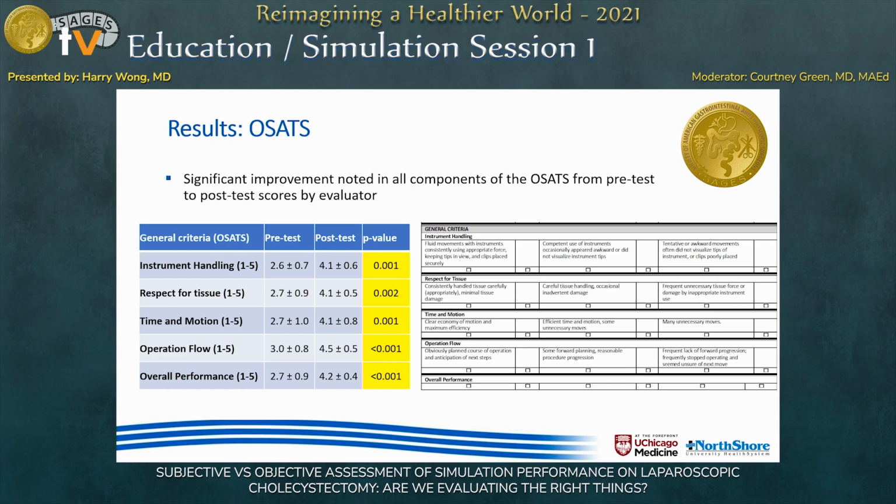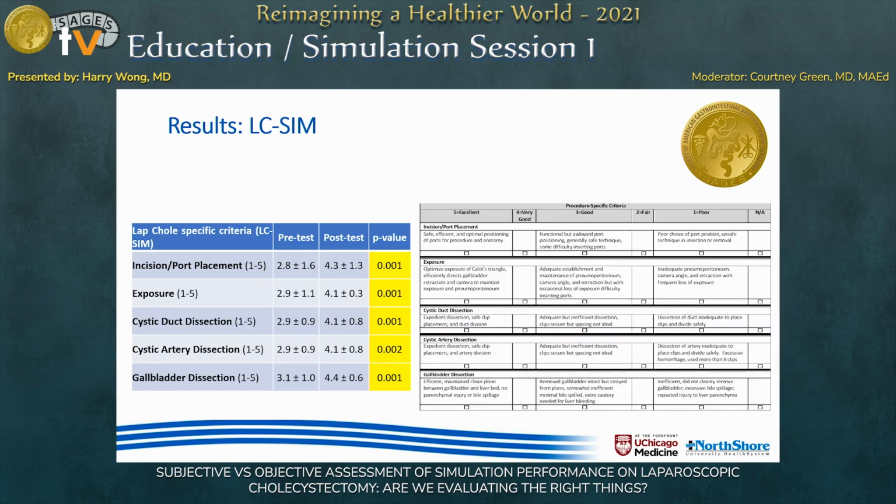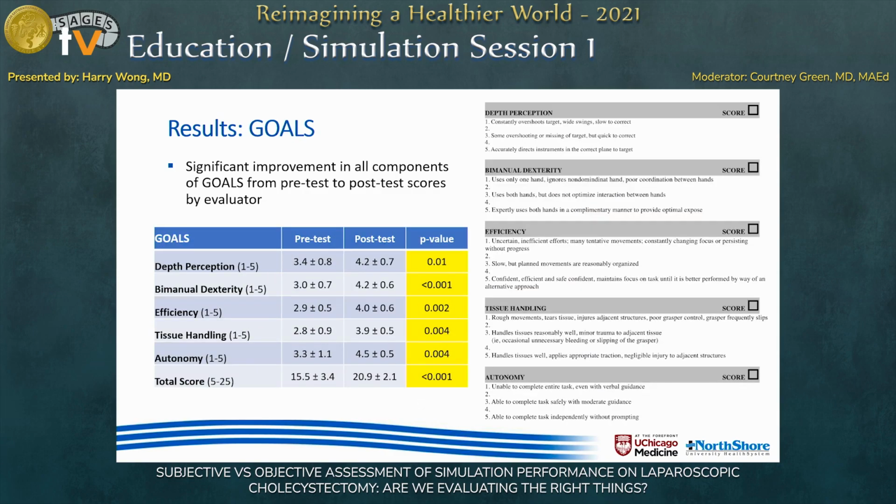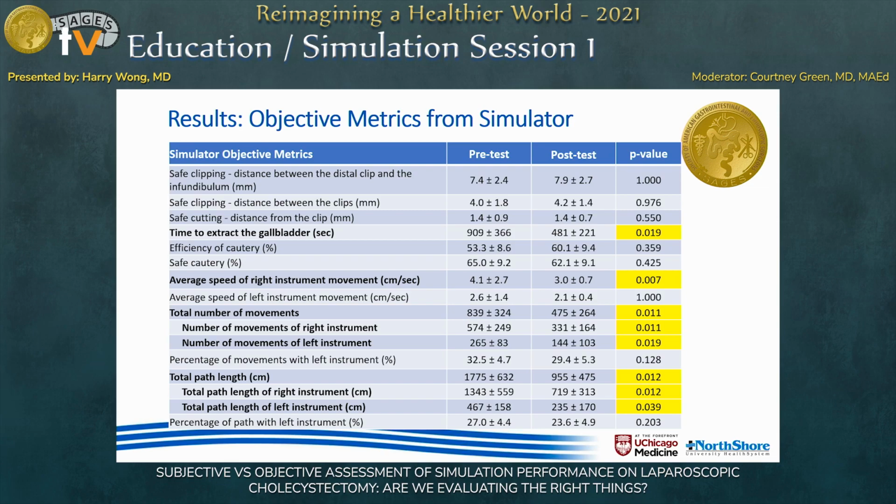When you look at OSATS, we found significant improvements in all components from pre-test to post-test scores by the evaluator. Similarly, on the lap chole specific evaluation form, we also saw significant improvement in all components, which included incision port placement, exposure, cystic duct dissection, cystic artery dissection, and gallbladder dissection. And lastly, using GOALS, which is more specific to laparoscopic skills, we again found significant improvement in all components from pre-test to post-test.